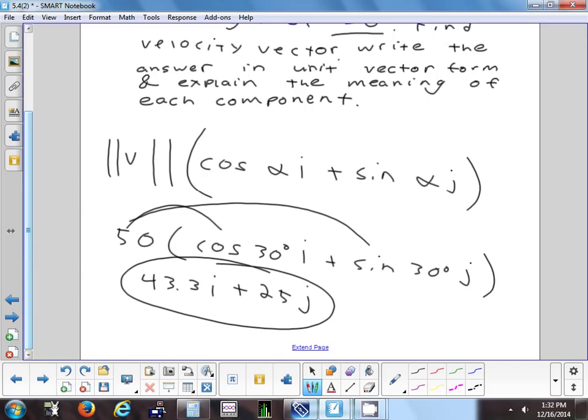Now, I want to know what each of those numbers mean. Okay, I want to know what the 43.3 means, and I want to know what the 25 means. In terms of if you actually threw this object, the 43.3 describes something about the object, and then the 25 describes something else about the object. Well, this is a velocity vector, so everything that you see here has to do with speed or velocity. Can you be more specific? You're on the right track. More specific than how fast it's going.